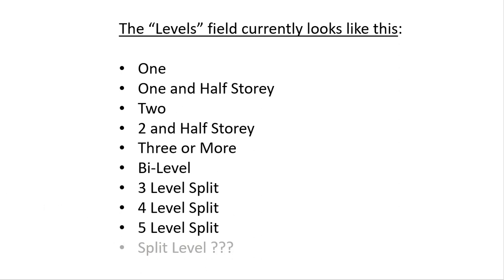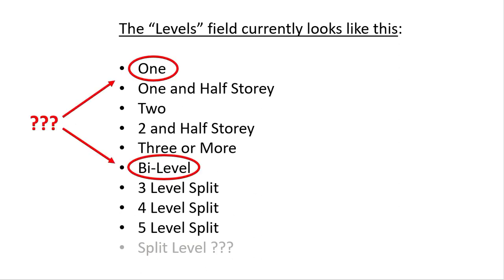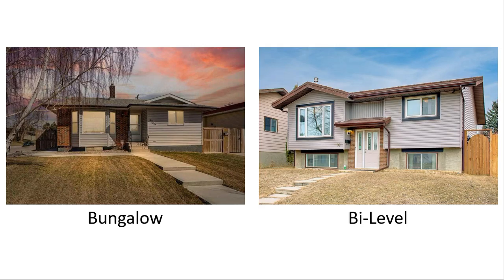Now, the problem here is that there's confusion between what some of these things mean. For example, one of them is the confusion that exists between these two things, one and bi-level. One is referring to a bungalow. It doesn't say bungalow, that's the problem, but there it is. Now, the reason there's confusion between these two things is because these two properties are actually very, very similar. They both do indeed have one level above grade, and that does lead to a lot of confusion.